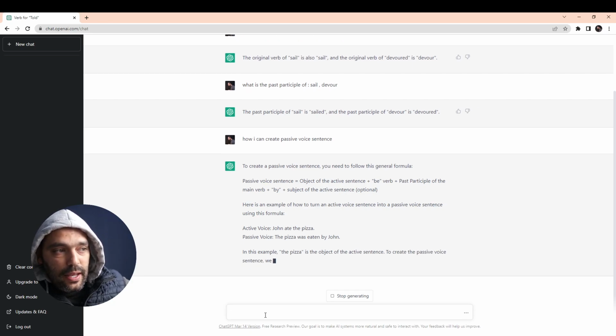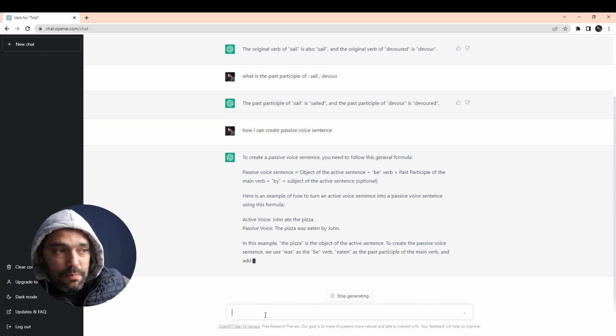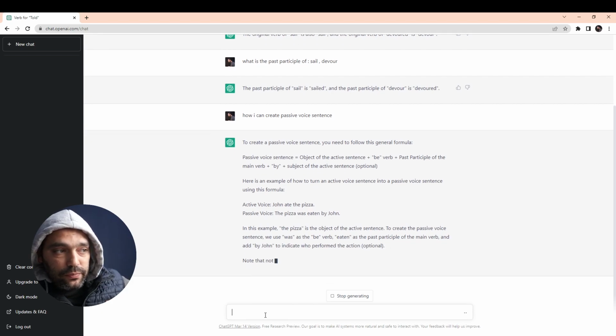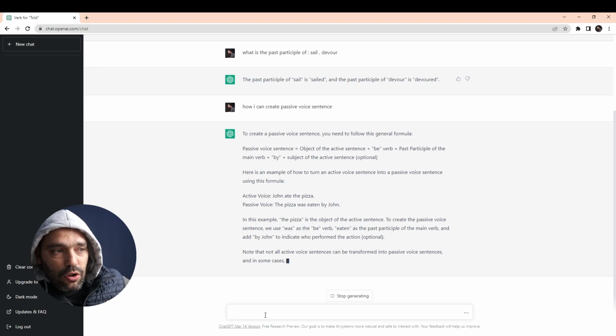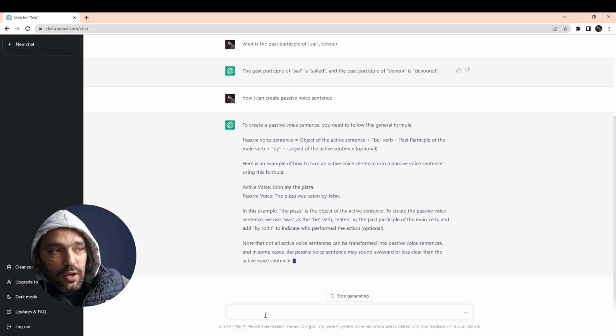Here is an example of how to turn an active voice sentence into a passive voice sentence using this formula. Active voice: John ate the pizza. Passive voice: the pizza was eaten by John. In this example, the pizza is the object of the active sentence. To create the passive voice sentence, we use was as the be verb, eaten as the past participle of the main verb, and add by John to indicate who performed the action.